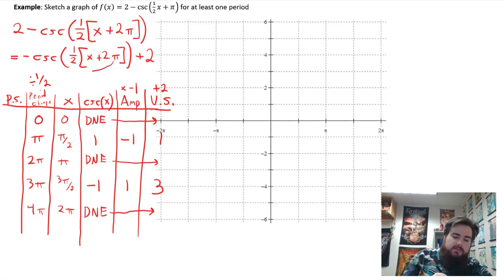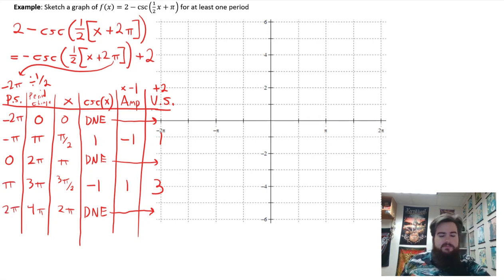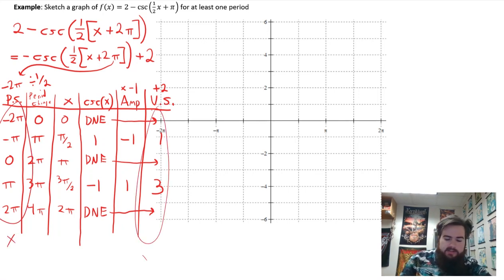After that, we have your phase shift. The phase shift is the value on the inside after x. Because we have a +2 pi there, that actually means we're going to be moving to the left. So I will be subtracting each of my values by 2 pi. That will give me -2 pi, -pi, 0, pi, and 2 pi. I now have my x coordinates and my y coordinates.